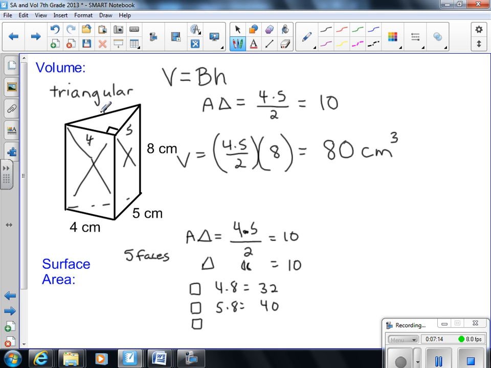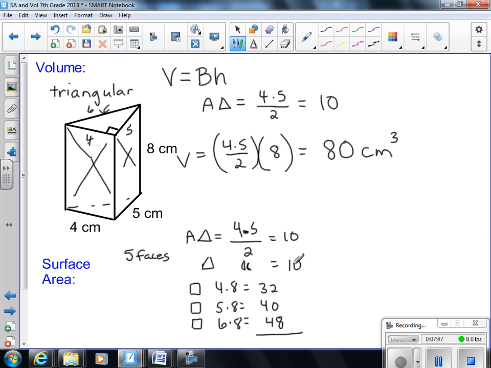The back side, which I don't have a measurement there yet, do I? Okay, it is going to be a 6. Let's put in a 6 on your picture. It'll be a 6 by 8, which is 48. Add all those 5 faces together, and what do you get?